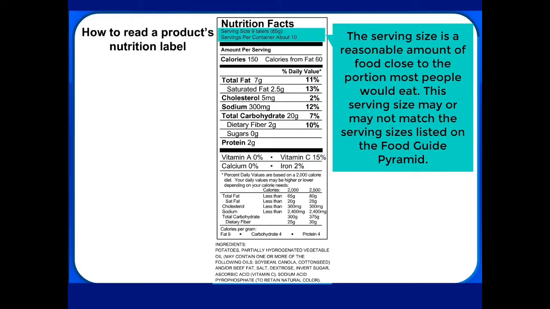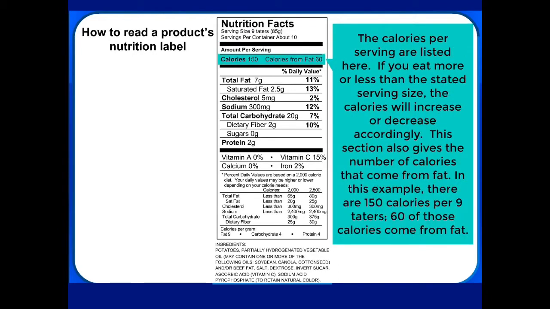The serving size is a reasonable amount of food close to the portion most people would really eat. This serving size may or may not match the serving sizes listed on the food guide pyramid. The calories per serving are listed here. If you eat more or less than the stated serving size, the calories will increase or decrease accordingly. This section also gives the number of calories that come from fat. In this example, there are 150 calories per serving. 60 of these calories come from fat.